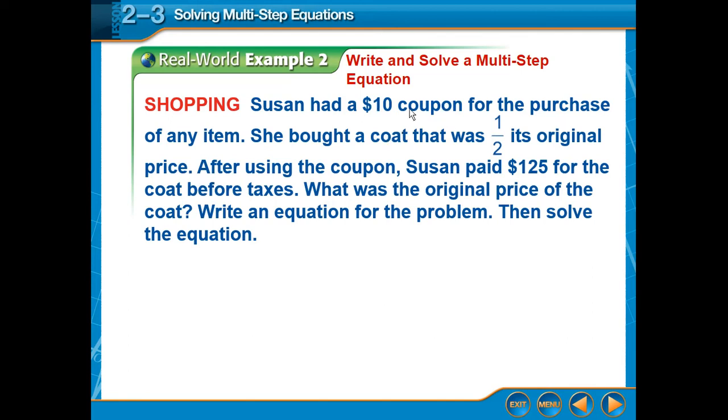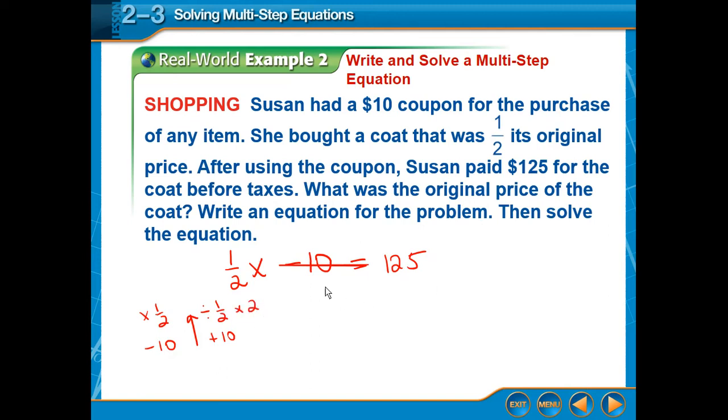Okay, so the coupon is applied last. She bought a coat that was half its original price. So if x is its original price, it was half of that. And then she had a $10 coupon, so that takes off $10. All in all, she ended up spending $125. So doing the same thing, first you would multiply x by 1/2, and then you would subtract 10, following order of operations. To figure out what x is, we're going to go in the opposite order with the opposite operations: plus 10 and divided by 1/2, which is the same thing as times 2.